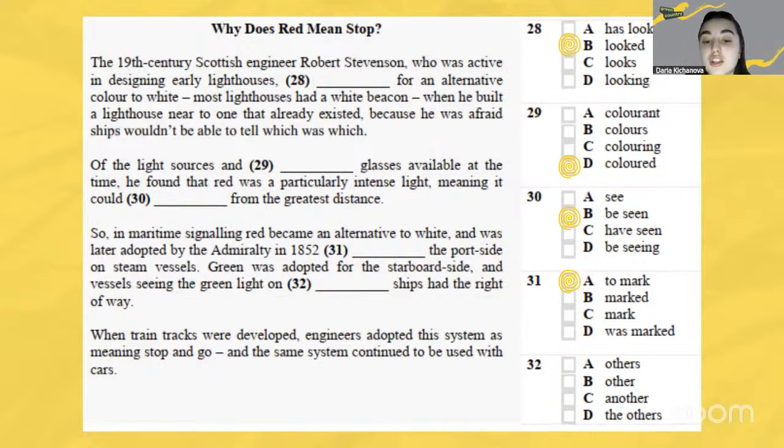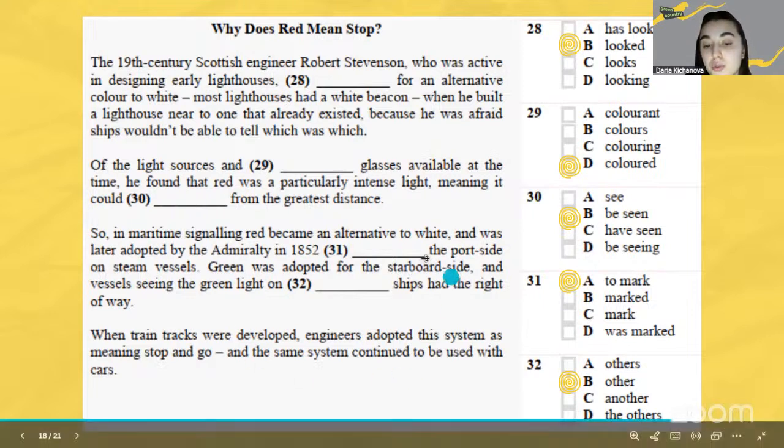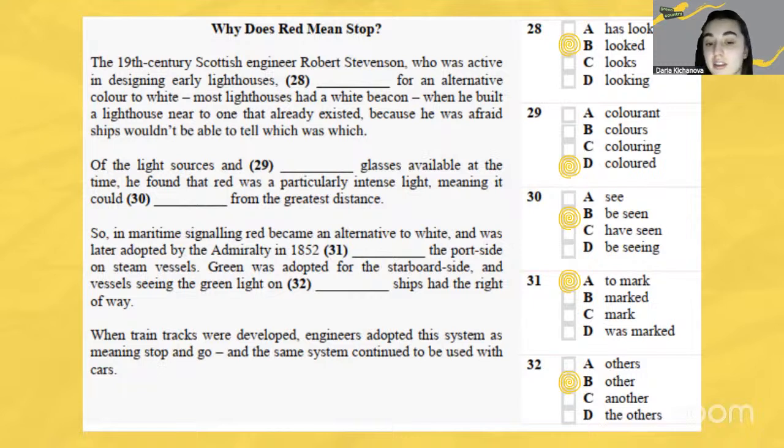the others, ships, had the right of way. Okay, you think it's B, and you are totally correct. So there we can take a look at others, and the others cannot be used followed by a noun, and another is used only when we have two objects. And I think that we don't have only two ships in this text. So you were correct.